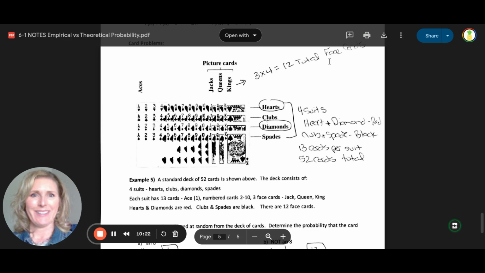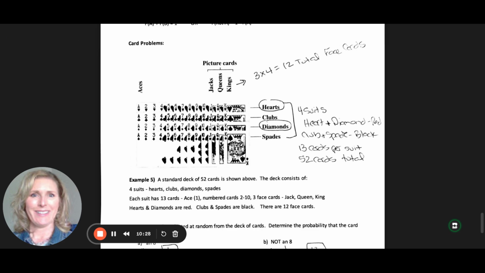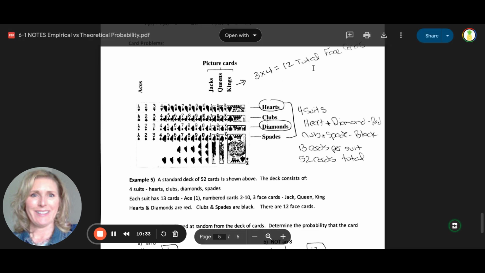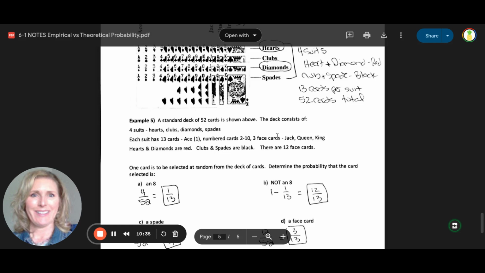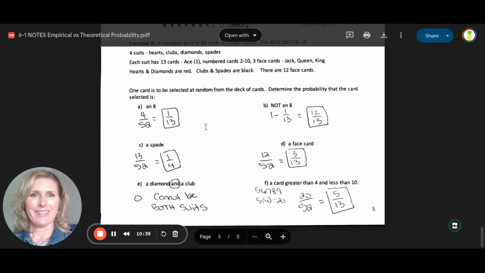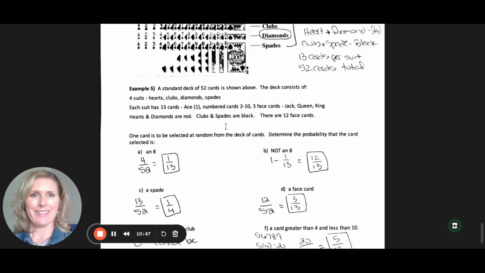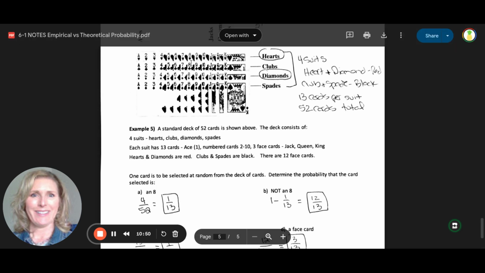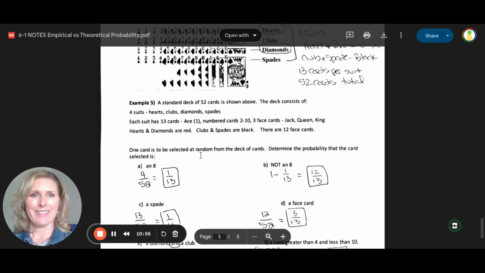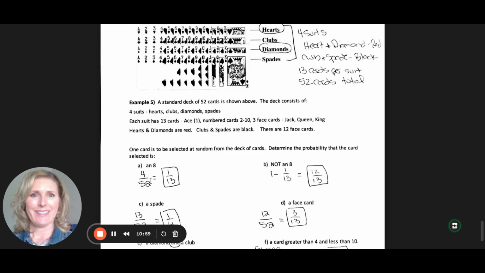It might ask you about face cards. The face cards are the picture cards, the jack, the queen, the king. So you can see that there are 3 of each suit, and 3 times 4 is 12. So therefore you have 12 face cards. This says one card is to be selected at random from the deck. Determine the probability that you select an 8. So when you look up here, you have 4 of them because there's 1 in each suit. So there are 4 cards out of 52. And if you reduce that, the probability that you get an 8 is 1 in 13.